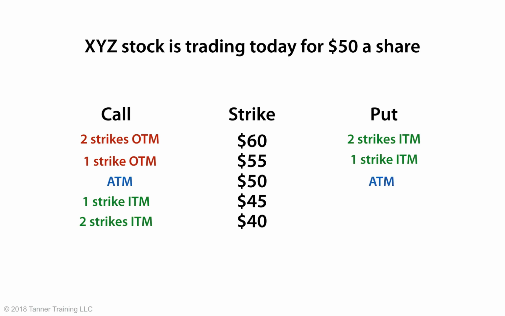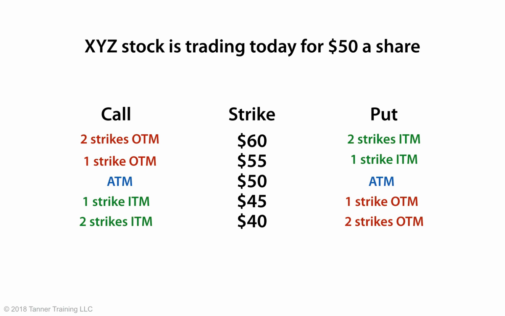At the money, right, at 50, it's the same. And then this is 1 strike out and 2 strikes out. Of course, it's not very cool to be able to sell at 40 if the market would give you $50 for it today. So that starts to give you an idea of how an option chain works in terms of in the money, out of the money, at the money, strike.